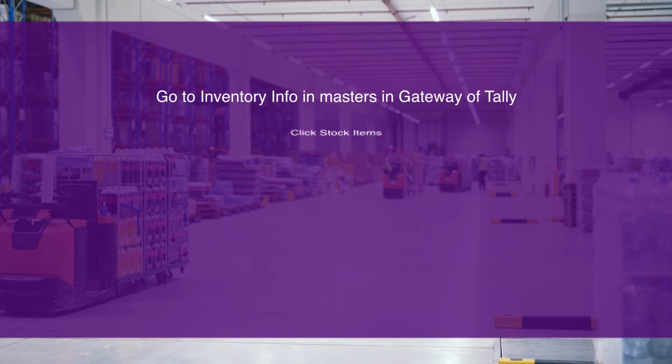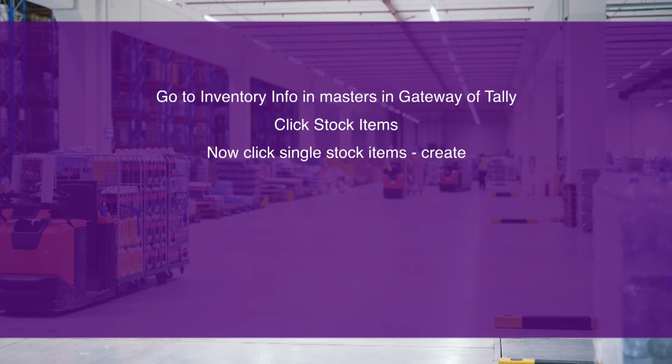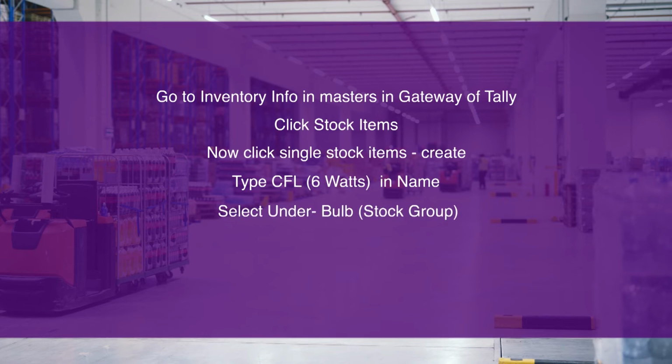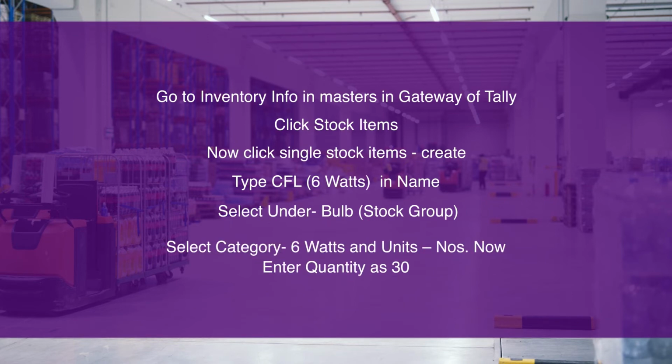The steps taken in this regard for creating stock items are: go to inventory info in masters in gateway of tally, click on the stock items. Now click single stock item. Within single stock item there is create. Click on create. The stock item creation screen will open and type CFL in bracket 6 watt in the name. Now select under as bulb because it is a bulb stock group. Under category you will select 6 watt and under units you will select the numbers. Now enter the quantity as 30.